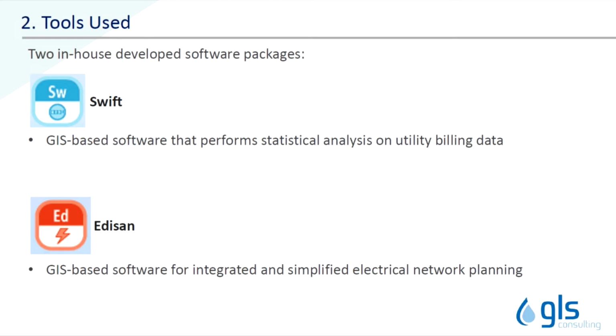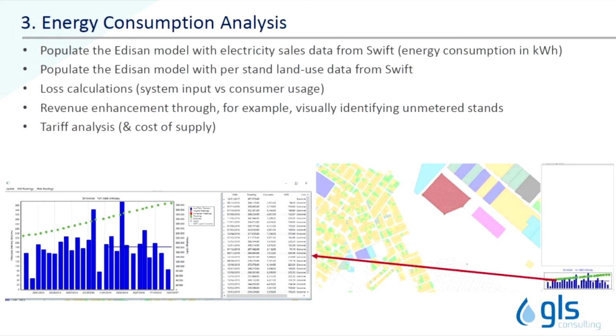So the way we do the energy consumption analysis is that in our Swift model, we populate each stand with electricity sales data, which is the energy consumption in kilowatt hours, and also the per stand land use data. Then we take this model in Swift and we use that to populate our Edison electrical network model. Other spin-off functionalities that you gain from this are loss calculations, where you can look at your system input versus consumer usage, revenue enhancement through identifying unmetered stands, and then also tariff analysis and cost of supply studies.